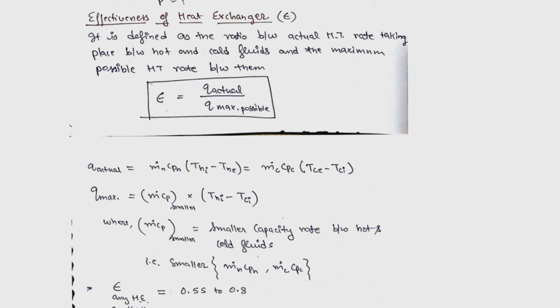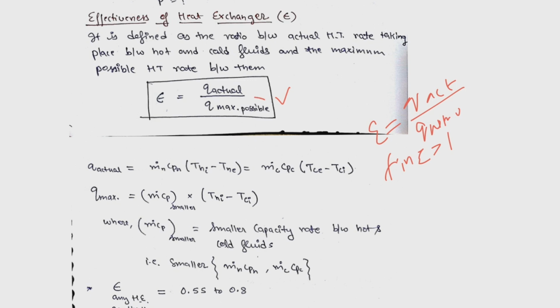Let us see the effectiveness of a heat exchanger. Effectiveness of a heat exchanger is nothing but the ratio of actual heat transfer to the maximum possible heat transfer. This formula we have already seen in the case of fins, but there we named it efficiency, and effectiveness in the case of fins is nothing but Q actual upon Q without fin. Therefore in the case of fins effectiveness is greater than 1, but here effectiveness is nothing but Q actual upon Q maximum possible.